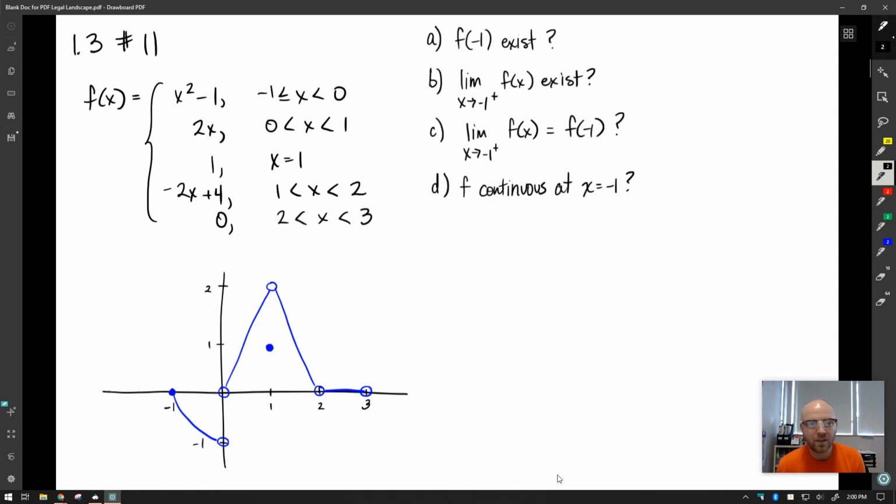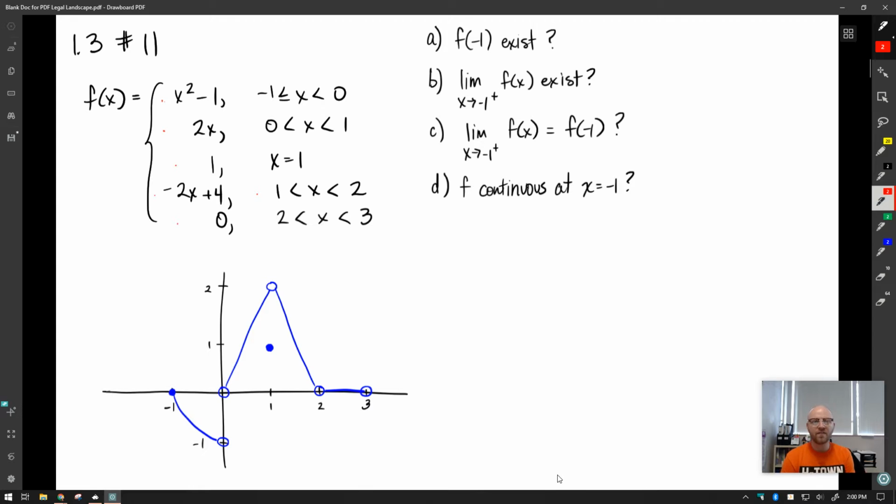Here we're going to look at number 11 from section 1.3. We have a piecewise defined function that uses 5 different rules: x squared minus 1 between -1 and 0, 2x between 0 and 1, 1 when x is equal to 1, -2x plus 4 between 1 and 2, and 0 between 2 and 3. And here's a sketch of that graph down below. We have 4 questions to answer on number 11.